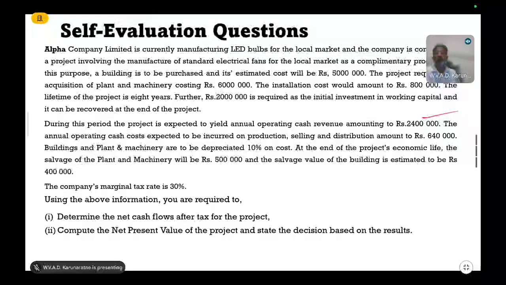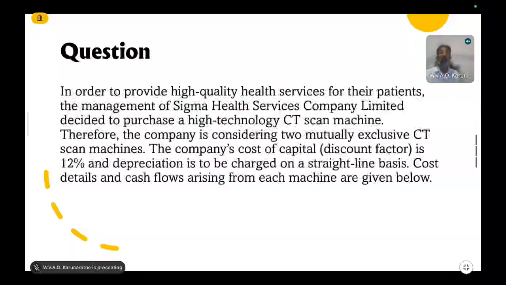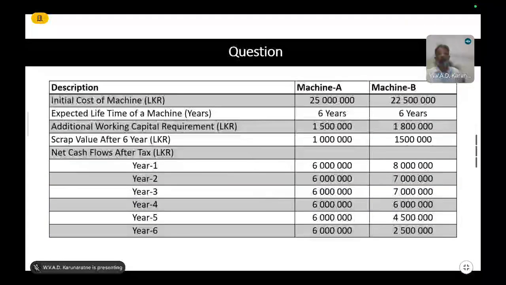So there are a number of examples here to practice. So don't go for the IRR. This time I'm not going to check it, but you have to write the merits and demerits, right? You have to write for these three. No need to calculate IRR, but you have to have a clear idea about the strength and weakness of each method, right? So another question here. You can expect this kind of question.